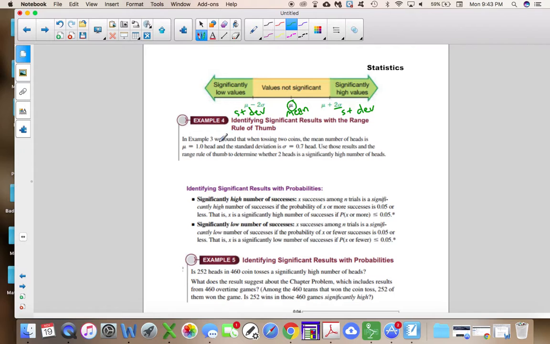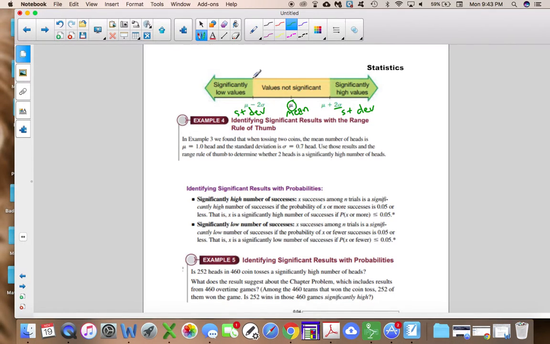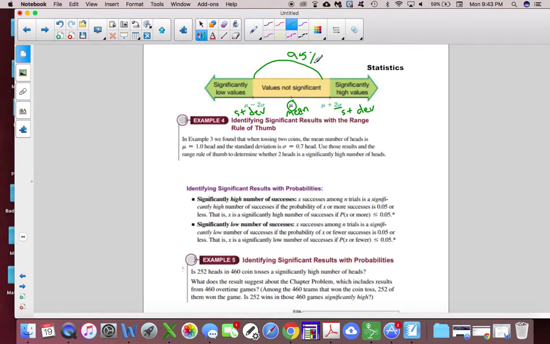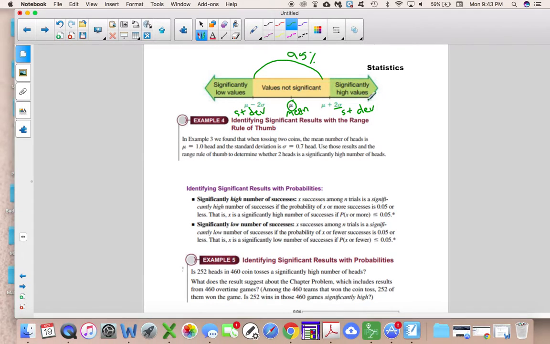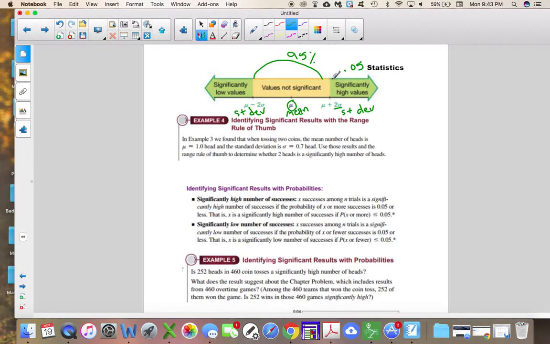In a similar way, like we've talked about before, two standard deviations is 95%, right? 95% of your data, according to the empirical rule, should live within two standard deviations. So a value that's significantly high is beyond the 0.05 mark. Similarly, a significantly low value is 0.05. Now, those don't add up to 100%, right? Because 0.05 plus 0.05 is going to be 105%.